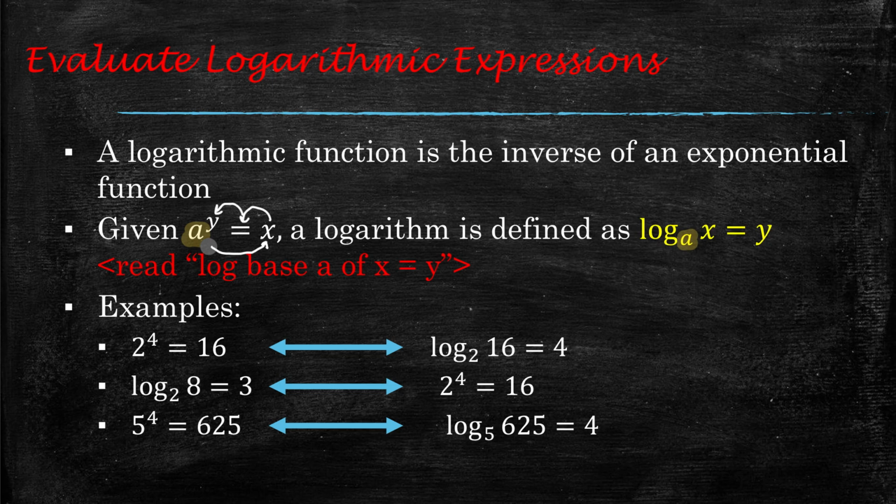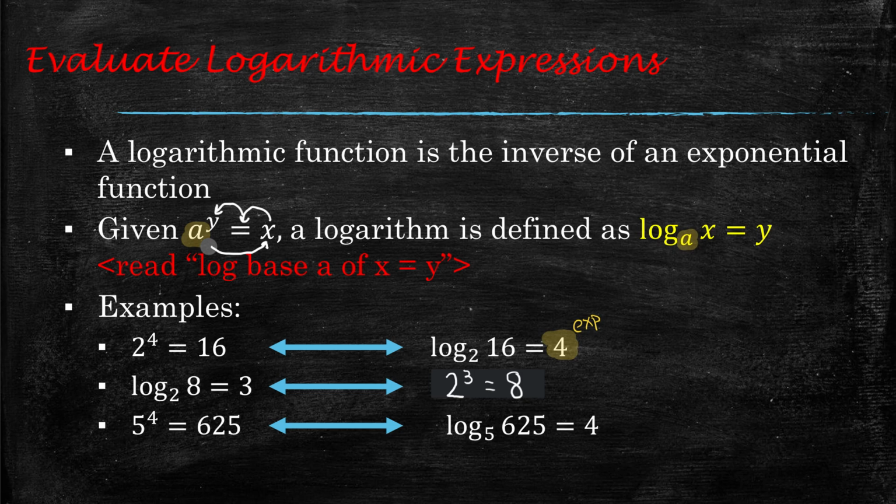Here are some examples of exponentials and logs that have been converted. 2 to the 4th equals 16. When you convert it to a log, you have log base 2 of 16 equals 4. The other thing I want you to recognize is that whatever the log is equal to is considered the exponent. Because a log is the inverse of an exponent, the log is going to equal the exponent.